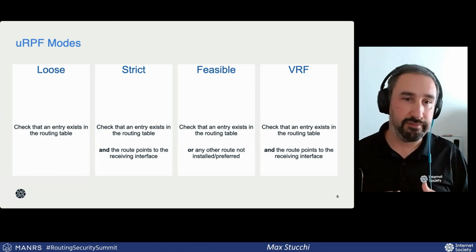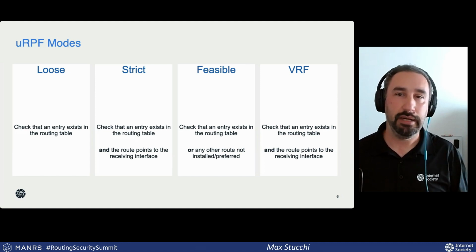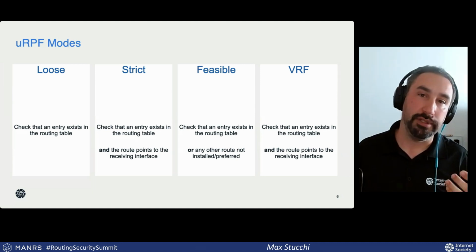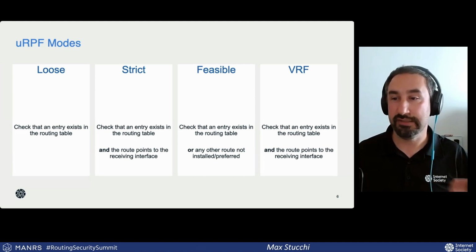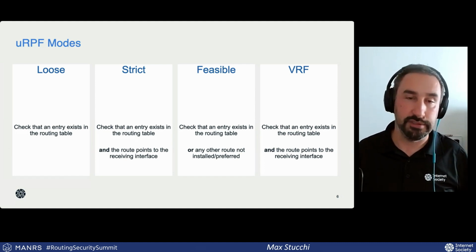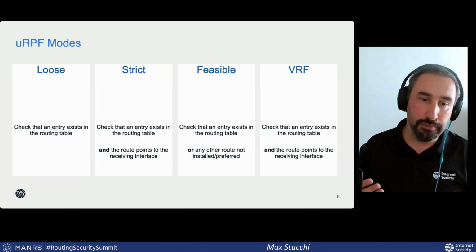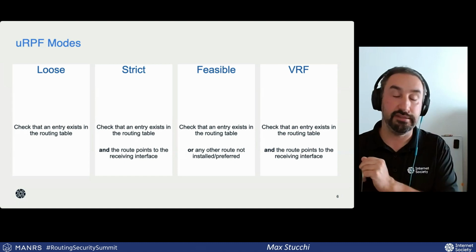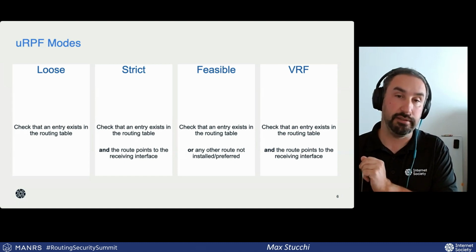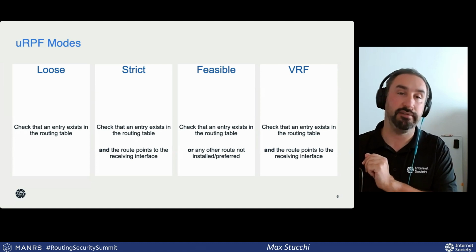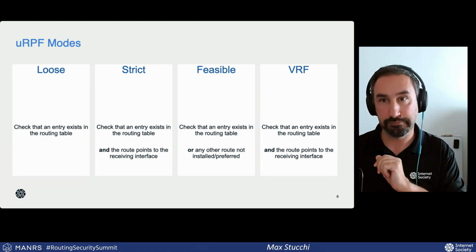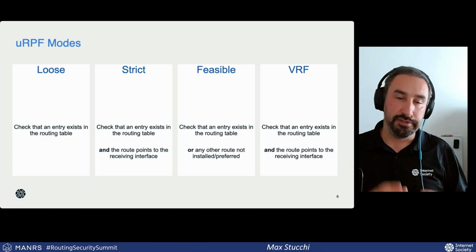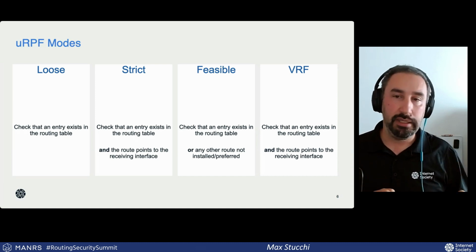I might, if I have a situation like this, accept to route a packet coming into my northern Italian router, but which was supposed to be originated by a network in southern Italy, just because I have that route in my routing table. So strict mode adds an additional part to this, where it not only checks that an entry exists in the routing table, but that route must point to the same interface where we have received the packet on.